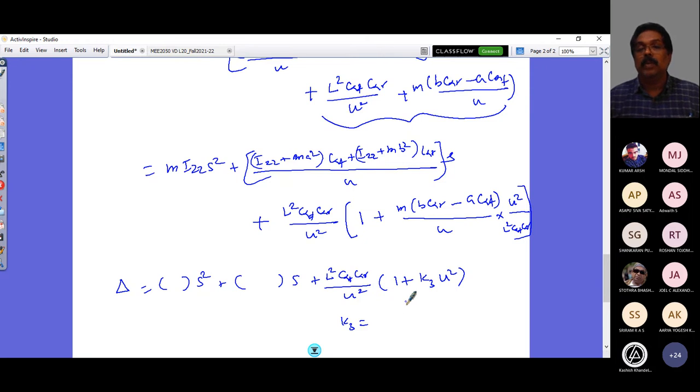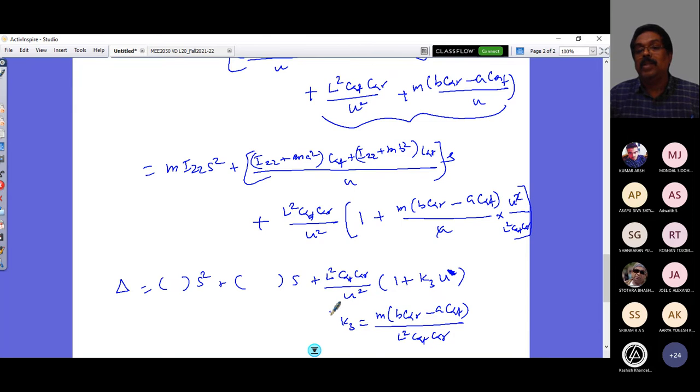Right. K3U, or U squared? This U and U goes off. So this is K3U, right? K3U, not U squared, so this goes out. So K3 is M into (b C alpha R minus a C alpha F) by L squared C alpha F C alpha R. So if I know my vehicle mass, and I know my CG location and tire cornering stiffness, I am able to get this K3.